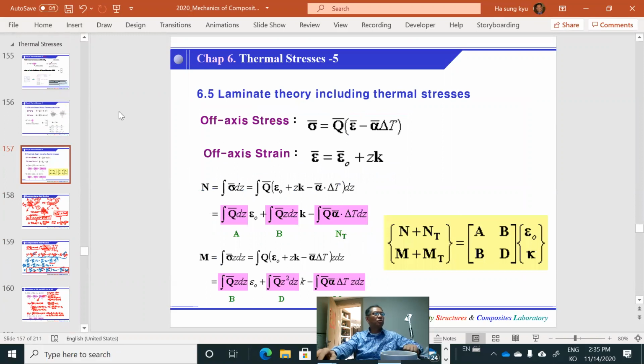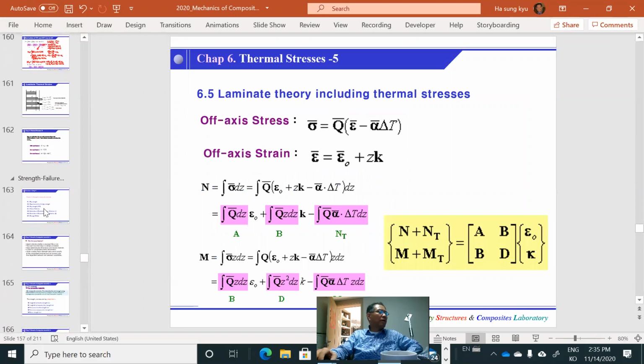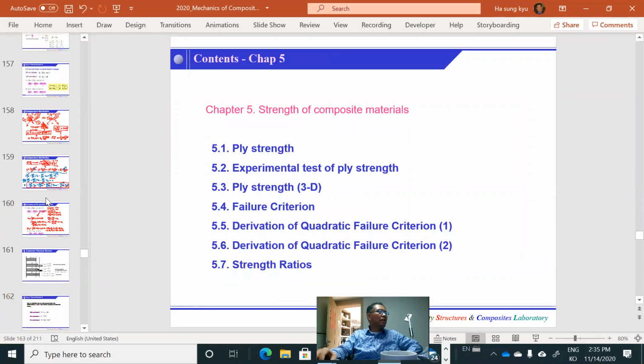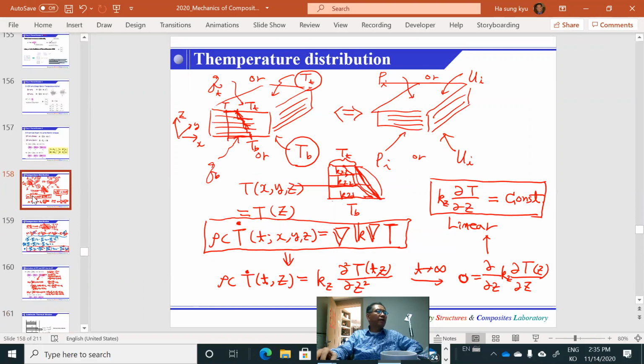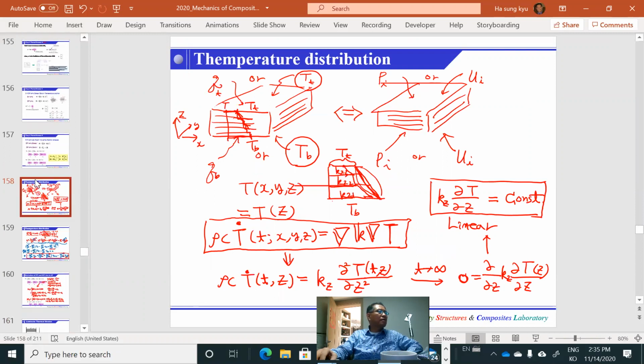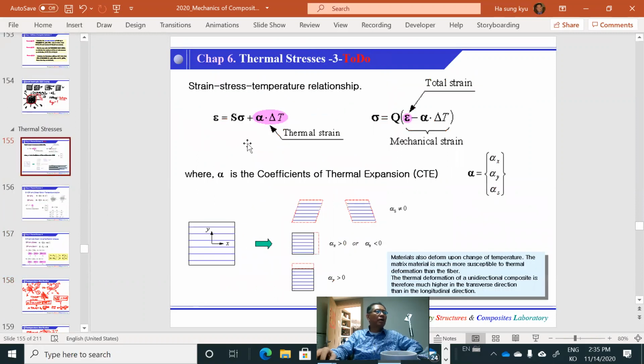Actually, before we study the failure, we will consider the temperature effect. That is as important as the mechanical load. Okay. What is the temperature effect? Let's get back to the stress-strain relation of the ply.